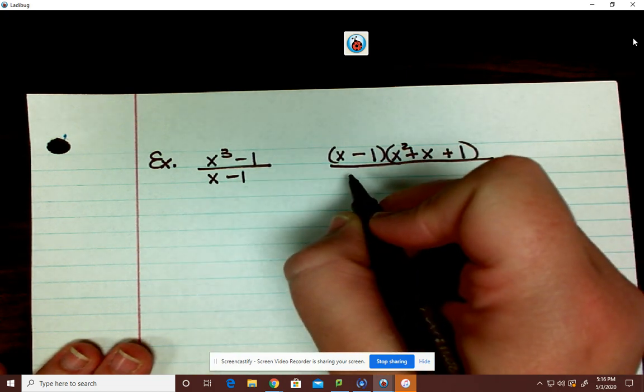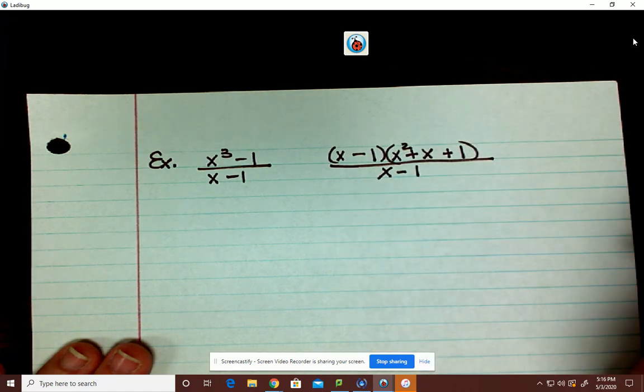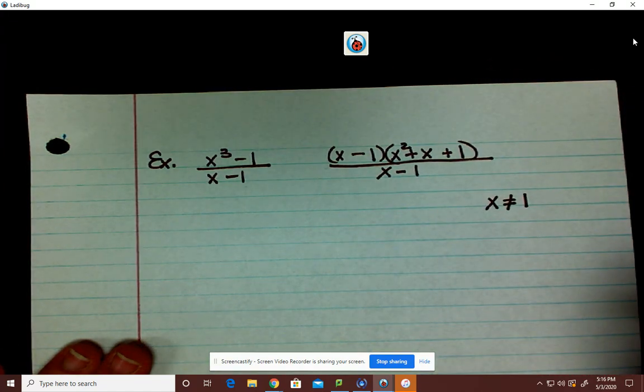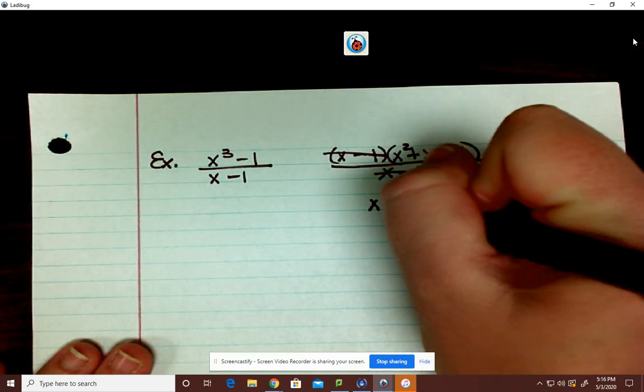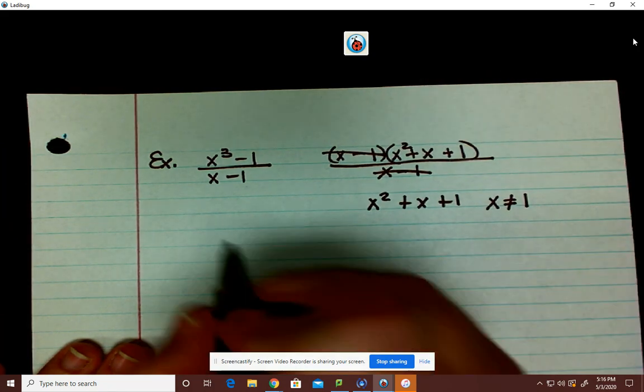And you should have a foldable if you've forgotten any of your rules. And then x minus 1 won't factor. Then we find our domain exclusion, so x can't equal 1. We can simplify our x minus 1s, and we're left with x squared plus x plus 1. And the last example.